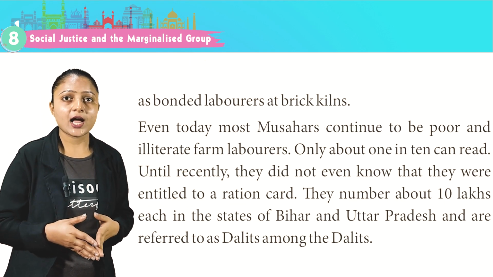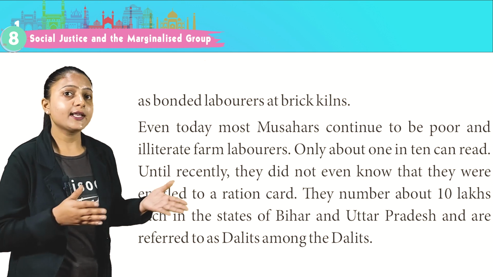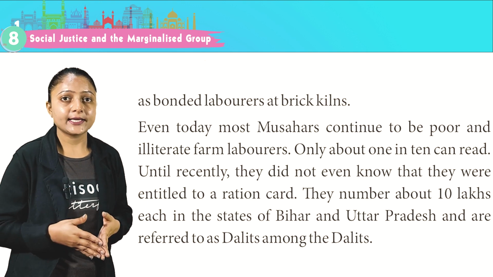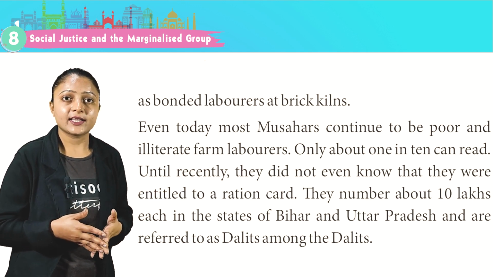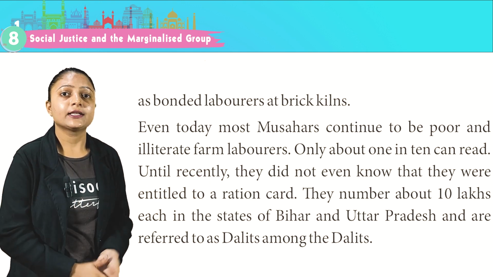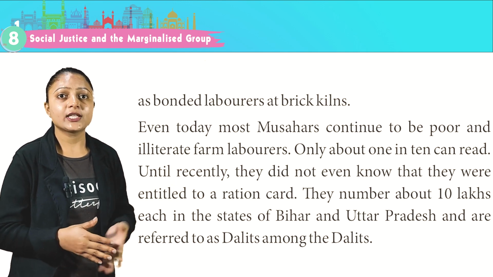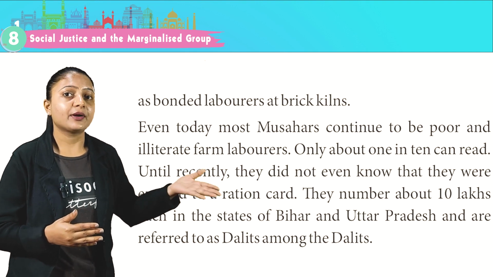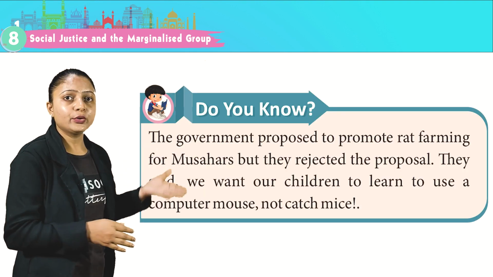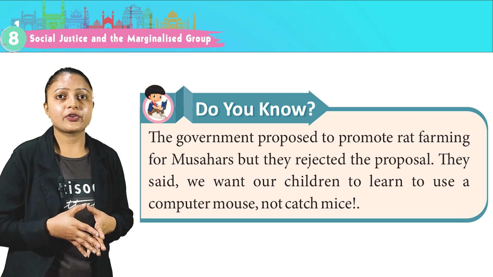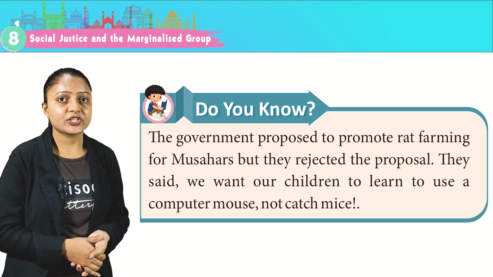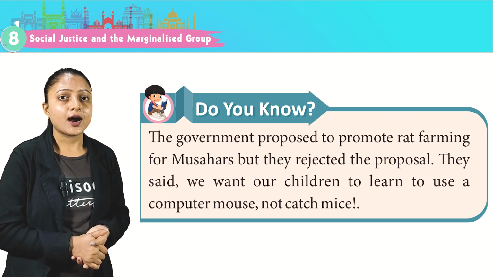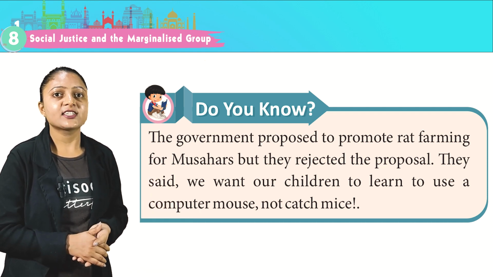Even today, most Musahars continue to be poor and illiterate farm laborers. Only about 1 in 10 can read. Until recently, they did not even know that they were entitled to a ration card. They number about 10 lakhs each in the states of Bihar and Uttar Pradesh and are referred to as Dalits among the Dalits. Do you know, the government proposed to promote rat farming for Musahars, but they rejected the proposal. They said, we want our children to learn to use a computer mouse, not catch mice.